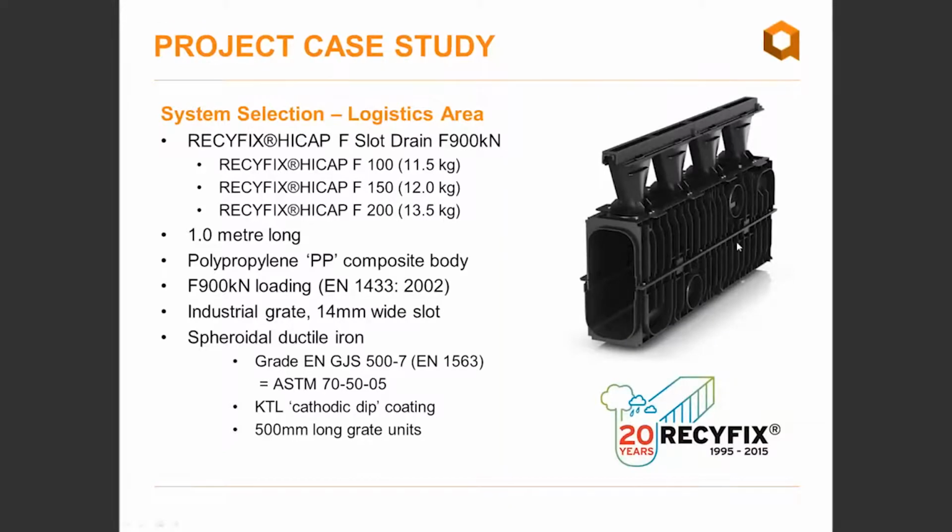F900 loading. The grate has a slot width of 14 millimetres wide, and that's in ductile iron, in spheroidal ductile iron. Again, grade is equivalent to ASTM 7050-05, and we supply these grates with a KTL cathodic dip coating, so that's for extra durability and resistance.